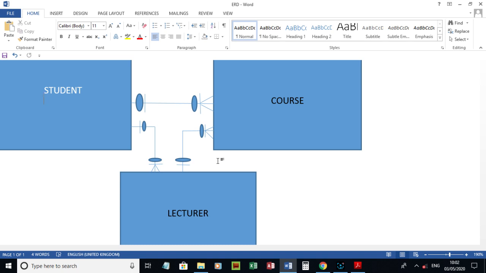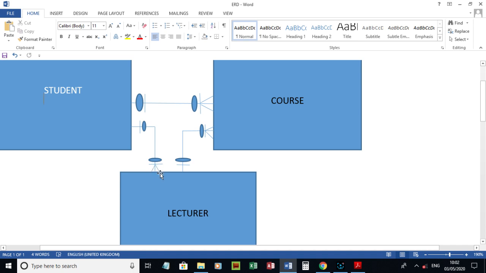It's a lazy idea, an irresponsible idea. So look at the relationship. One student or zero could be taught by what? Zero or many lectures. Zero, one or many lectures.